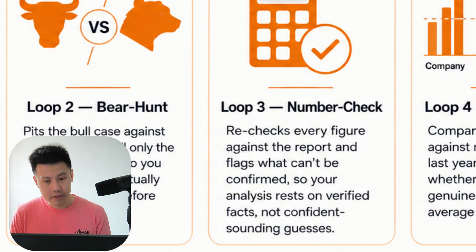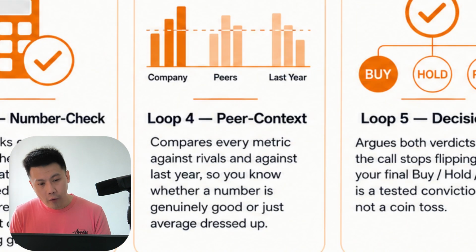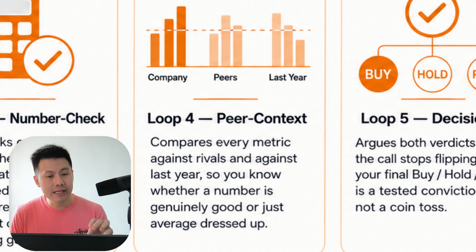Loop number 3, number check. So it will recheck every figure against the reports and flag what can be confirmed. So your analysis rests on verified facts, not confident-sounding guesses, right? Loop number 4, peer context. So you compare every metric against rivals and against last year, so you know whether a number is genuinely good or just average dressed up, right?